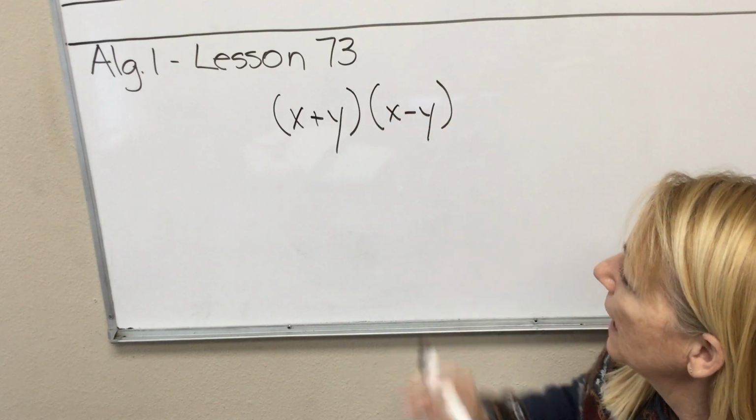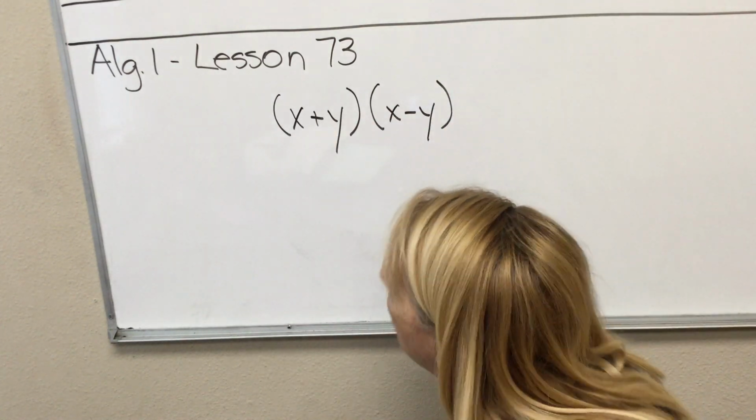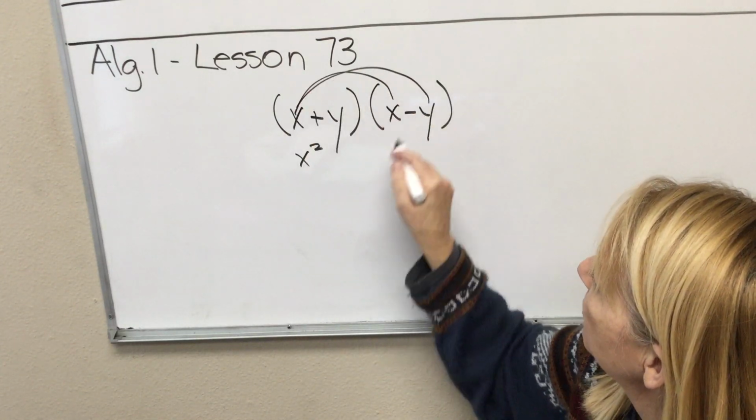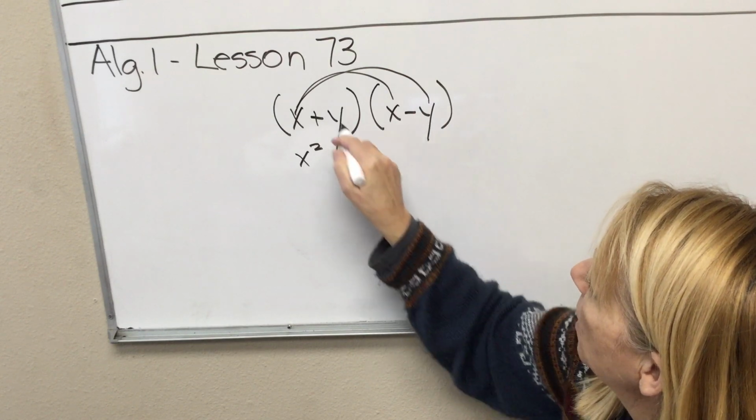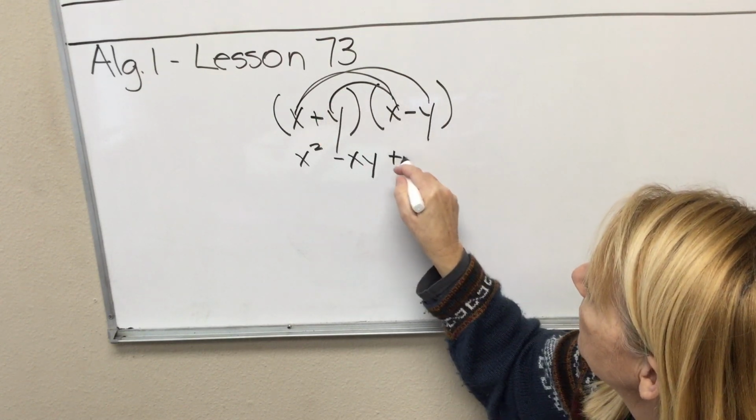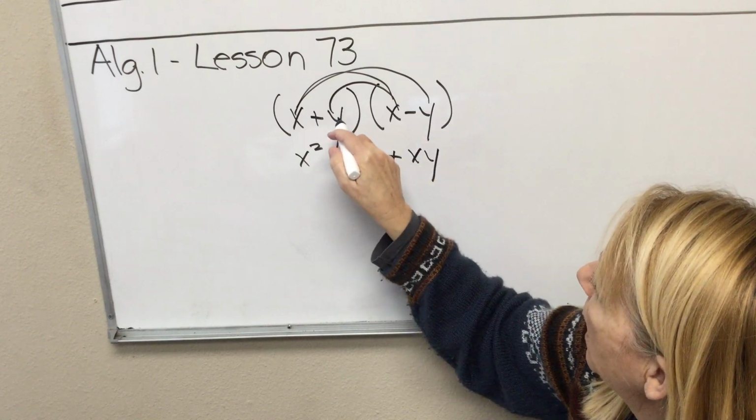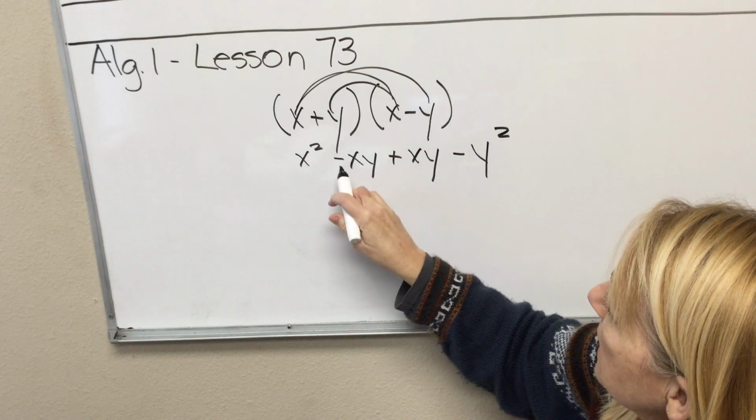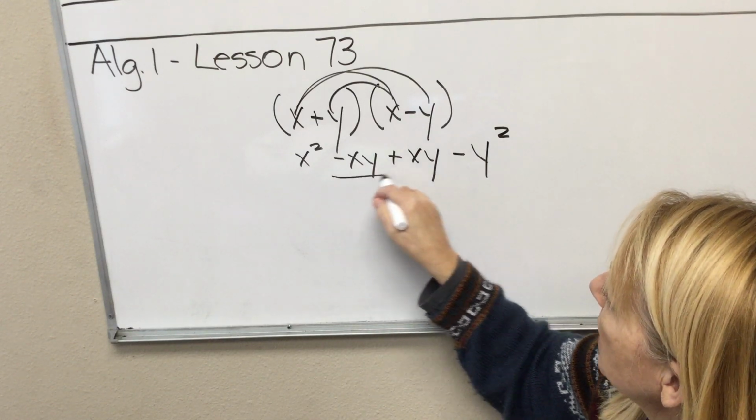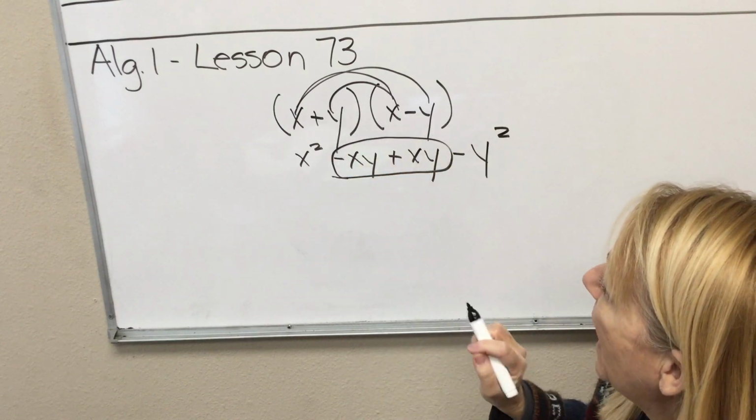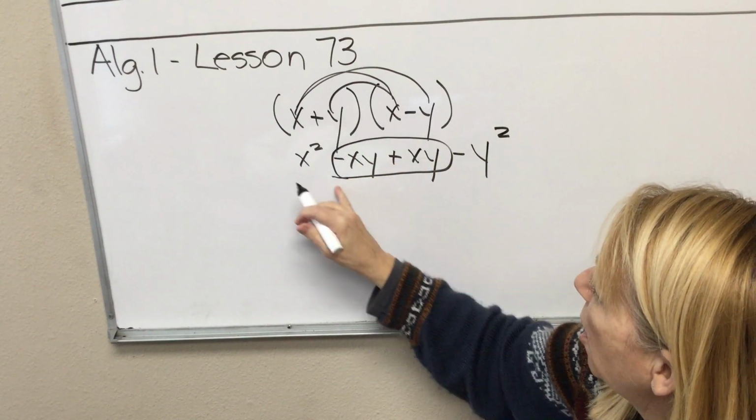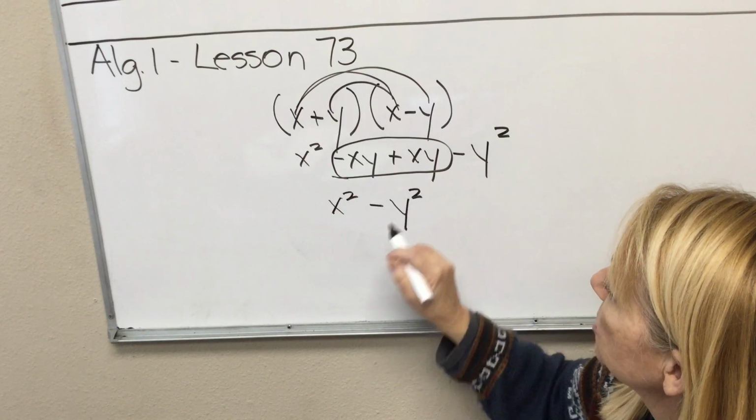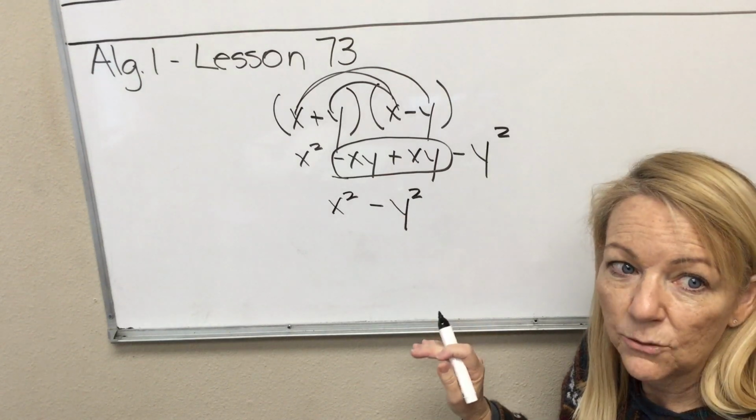If I started with that and I wanted to make it into a trinomial, I would say x times x is x squared, x times negative y is negative xy, y times x is positive xy, and then y times negative y is negative y squared. So you can see that the negative xy and the positive xy are like terms, and they cancel each other out because they're opposites. So all you have left is x squared minus y squared. So that's why it's not a trinomial, it's factoring perfect squares.